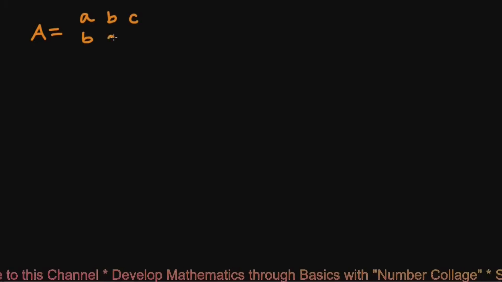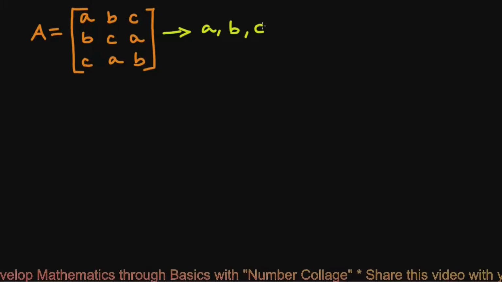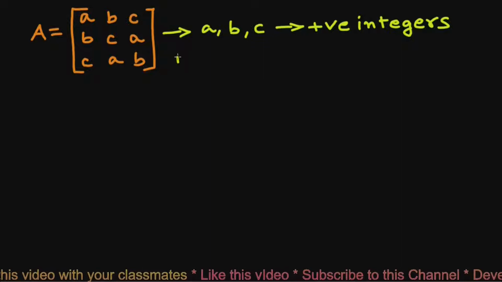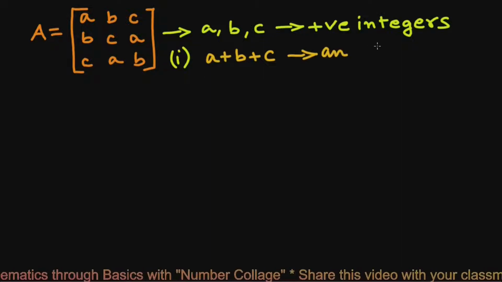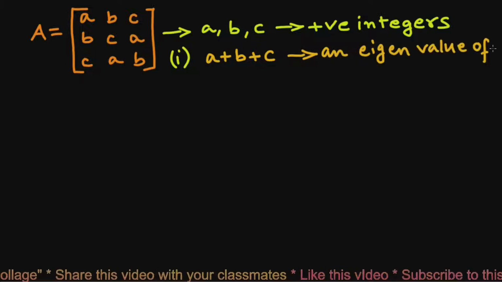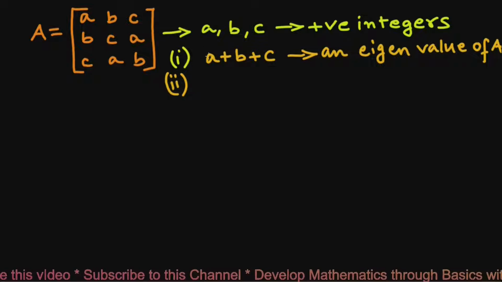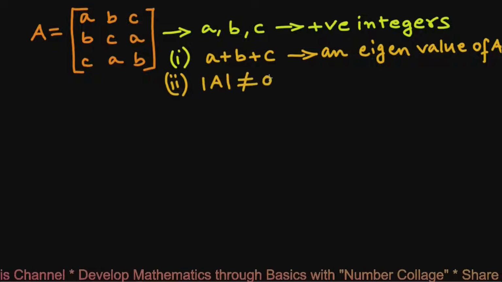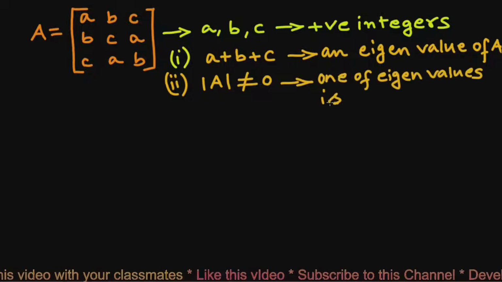In the matrix A with rows A, B, C; B, C, A; C, A, B, where A, B, C are positive integers, we have to prove that number 1, A plus B plus C is an eigenvalue of matrix A. Number 2, if A is a non-singular matrix, that is, if determinant of A is not equal to 0, then one of the eigenvalues is negative.